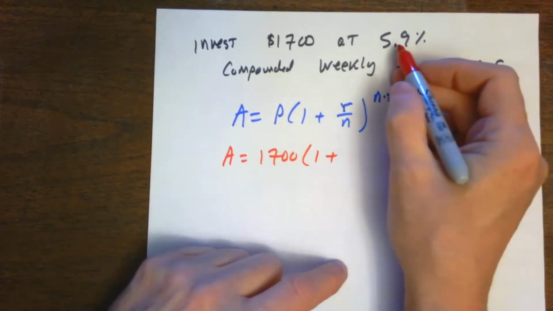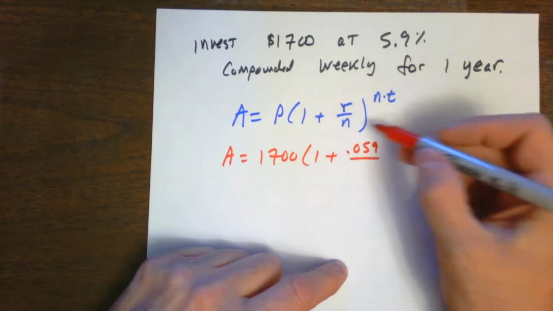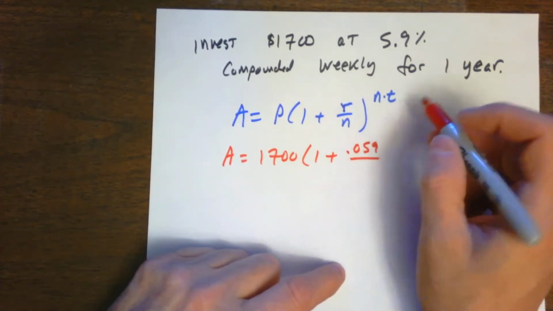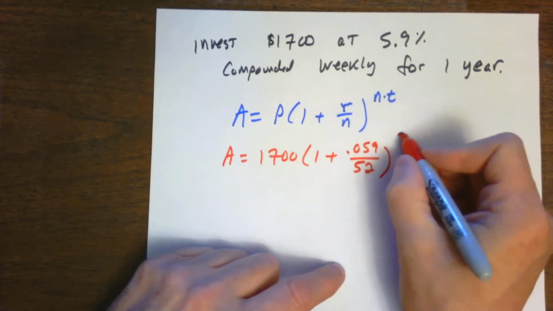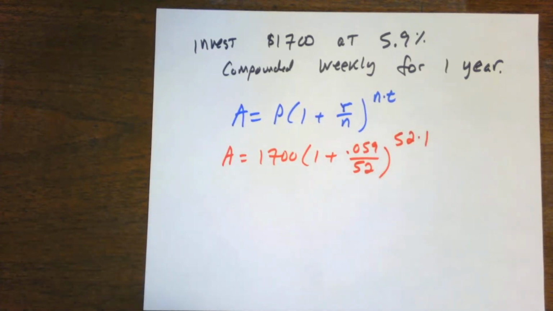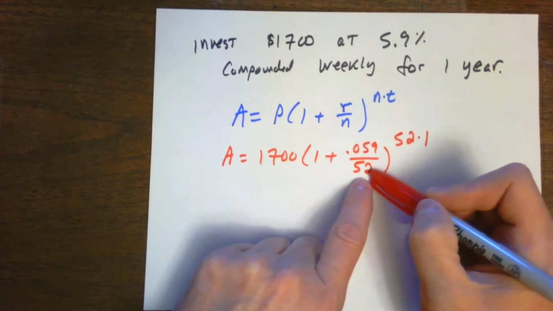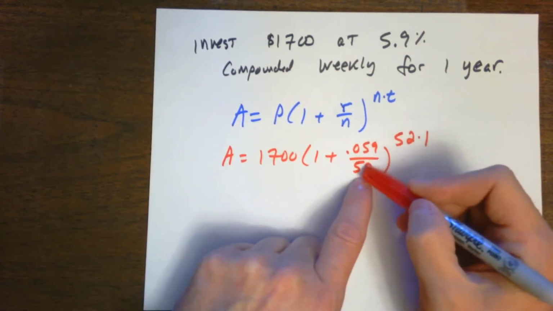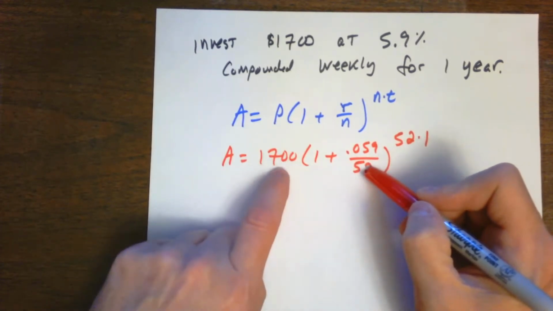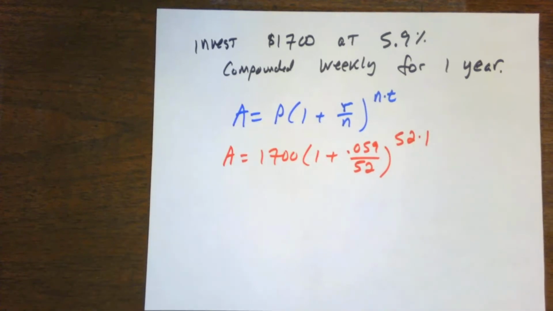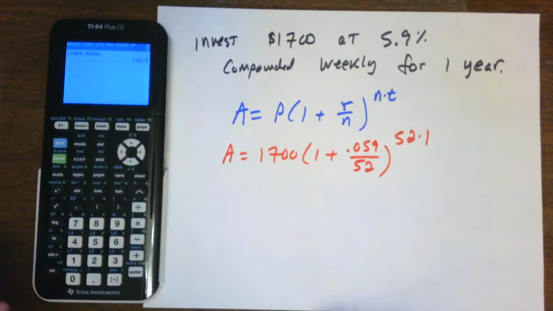So the principal is $1,700. 1 plus my rate, 0.059 over the number of compoundings per year. Well, if I'm doing it weekly, that's going to be 52 times a year, to the power of 52 times 1 year. So my rate, the 5.9%, is broken up 52 times. So it's a very, very small rate that I'm going to get. But I'm going to get that rate every week, not only on this, but on the previous week's interest, and so on. All right, so calculator time.